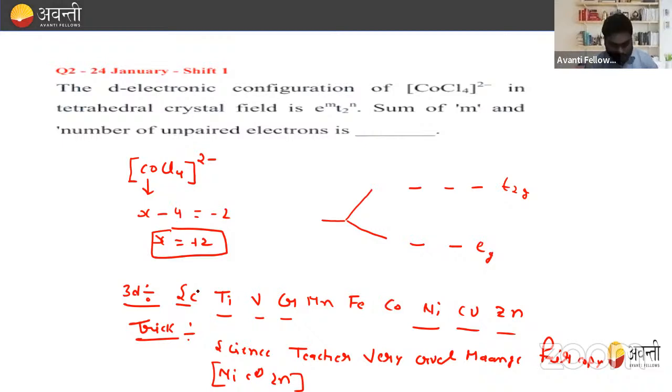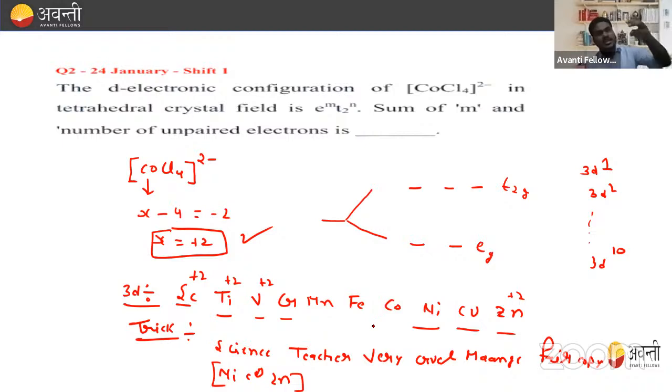Remember, everyone is in the +2 oxidation state itself. So +2 for scandium will be 3d1. In +2 titanium it will be 3d2, and so on up to 3d10. So here the oxidation state of cobalt comes out to be +2. Counting along the series, science teacher, very cruel, mange fair copy, cobalt is 3d7. Clear?